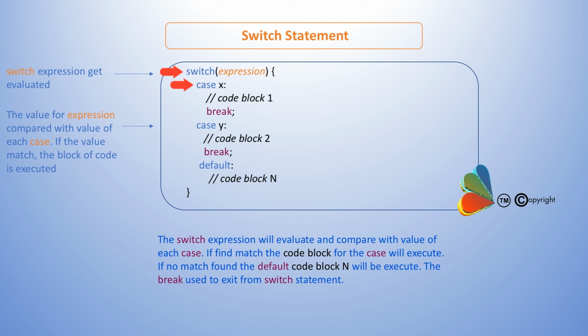If it finds a match, code block 1 will be executed, and break and exit from the switch. Otherwise, continue, and the switch expression compares with the value of case Y. If it finds a match, code block 2 will be executed and break, and exit from the switch.